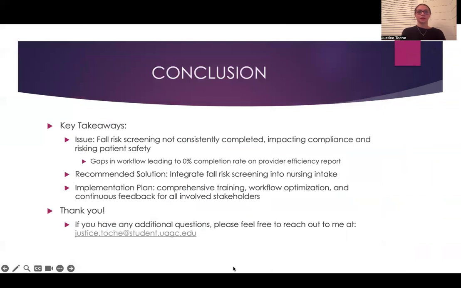In conclusion, it is essential to address the critical issue of fall risk screening not consistently being completed, which has impacted our compliance as an accountable care organization and increased risk for patient safety. The recommended solution to integrate fall risk screening into the nursing intake assessment meets compliance and safety measures. By implementing comprehensive training, optimizing workflows, and obtaining continuous feedback from involved stakeholders, we can enhance the quality of care in our facility. Thank you all for taking the time to be here today. Through this implementation, we can drive success for the organization.